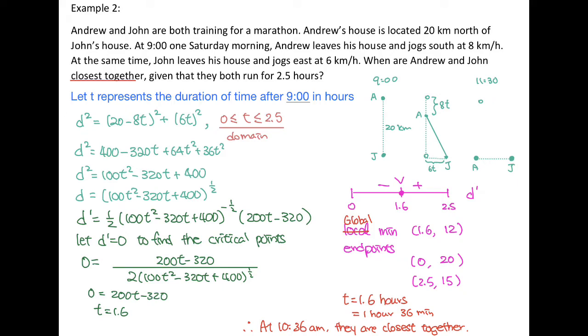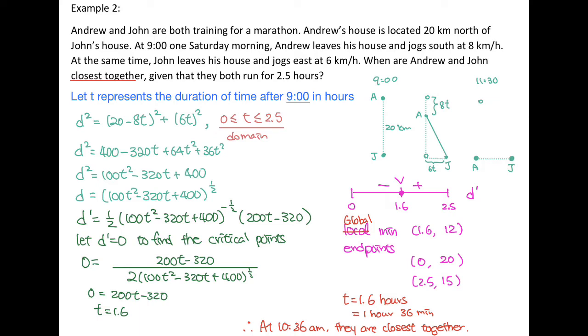First, let's do a diagram. At 9 o'clock, Andrew and John are 20 kilometers apart. As time goes on, Andrew will go south and John will go east. And we know distance equals speed times time. So Andrew is leaving at 8 kilometers per hour. That means 8 times t, and t represents the time after 9 o'clock. And John will go east. Same thing again, distance equals speed times time. John is going at 6 kilometers per hour, so this distance will be 6t. And at 11:30, Andrew will reach John's location and John will be on the east side of Andrew.